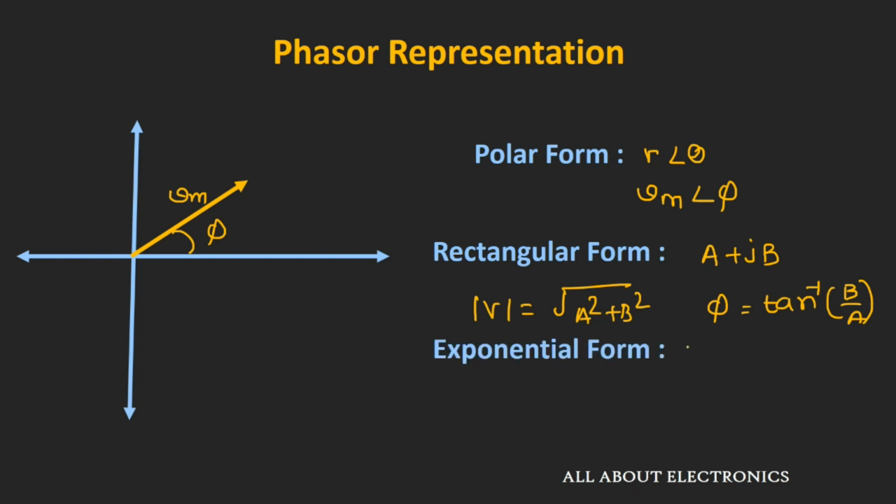Now the third form of representation is the exponential form, where we can represent the phasor as Vm into e to the power of j phi. So these are the three basic representations by which we can represent a phasor.